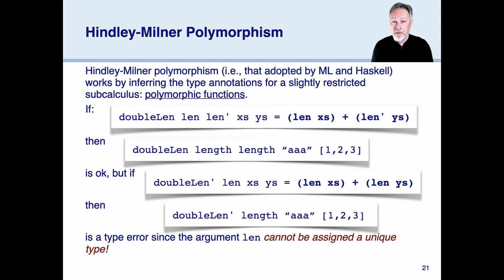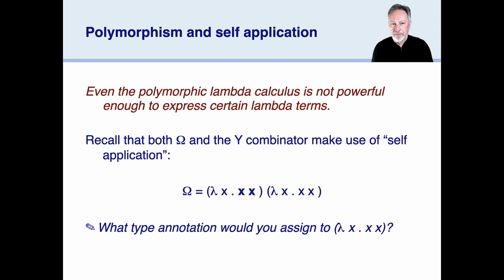So this shows us the limits of the Hindley-Milner type inference. And typically when you get programs that you think should work perfectly well, but they don't, the type error that you get is because you're trying to take something that's generic and its type gets specialized in two different ways.